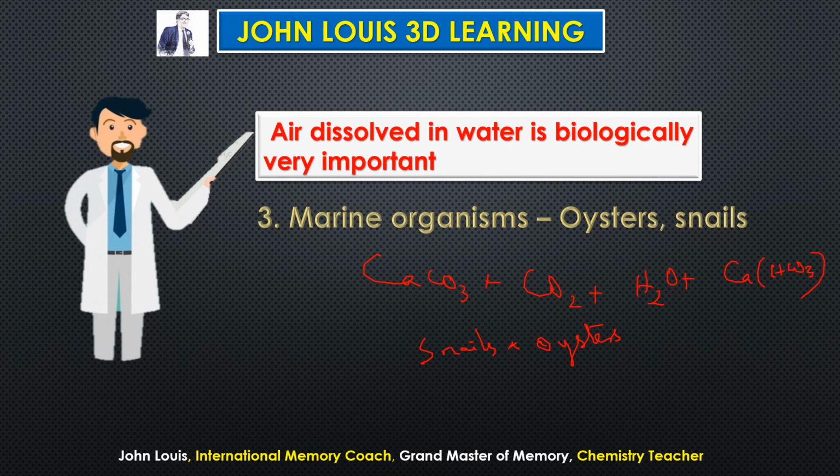So they form calcium bicarbonate. From it, the snails and oysters take calcium carbonate and produce their shell for shelter. The shells are on top of their back, so using that they can shelter themselves in danger. That is extracted from this calcium bicarbonate.